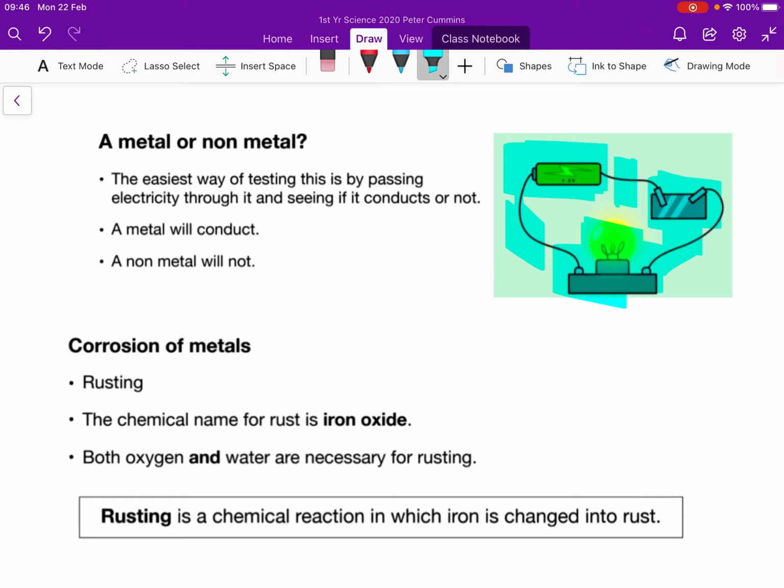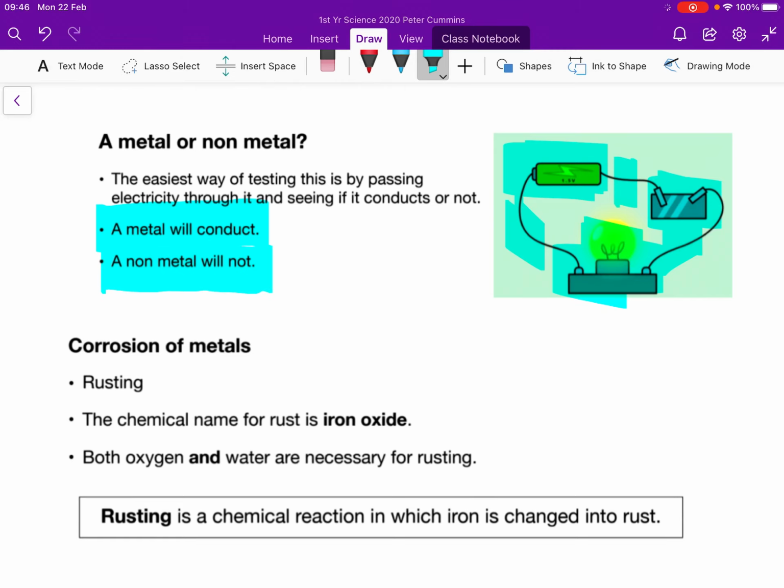So I'd be giving you different metals and bits of plastic, and you'd be hooking up the circuit and telling me, all right, for this piece of plastic the bulb didn't light. Oh, for this piece of aluminium the bulb did light. So a metal will conduct, the bulb will light. A non-metal won't conduct, so the bulb won't light.